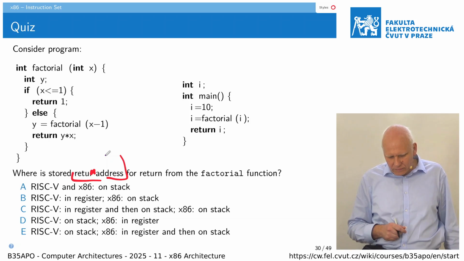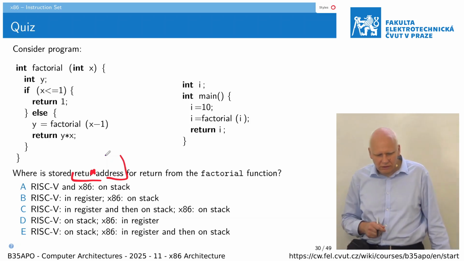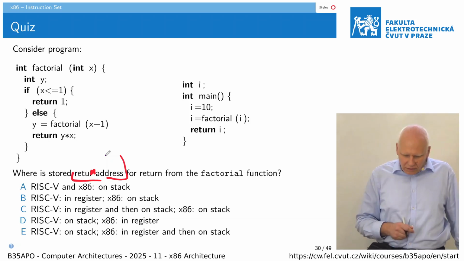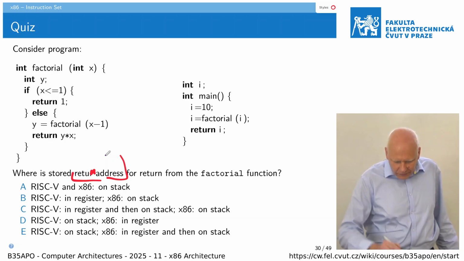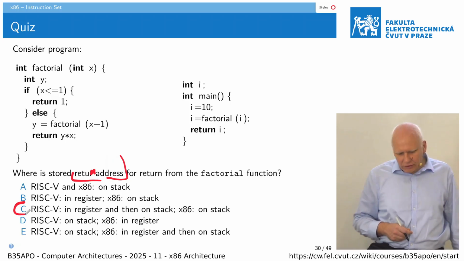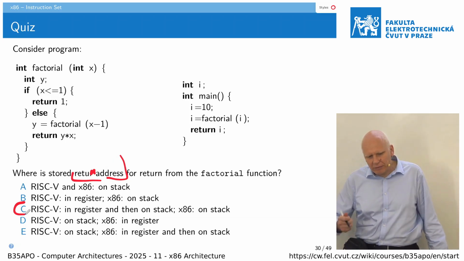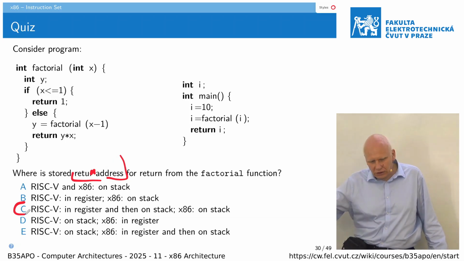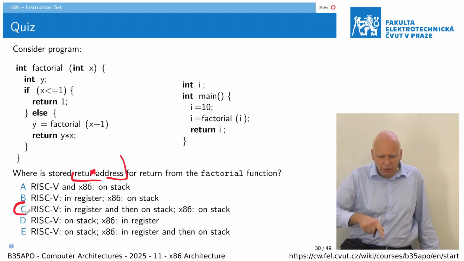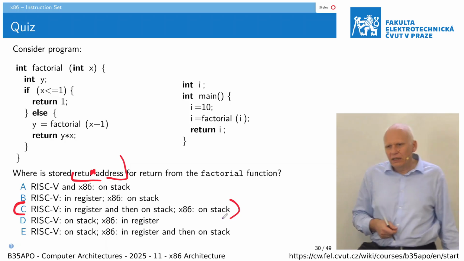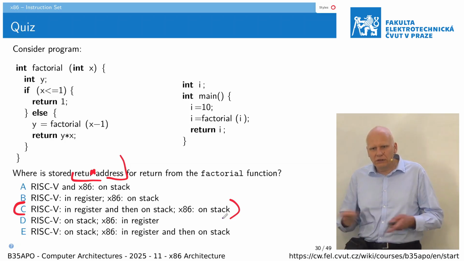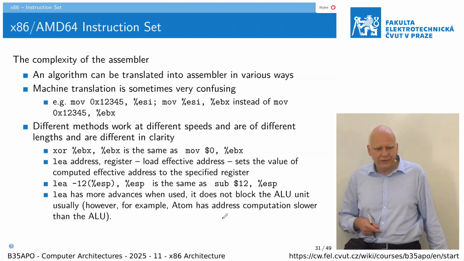In this case, it is this one, because in RISC-V it is in the register, but because we call the function, it has to go to the stack. On x86 it is directly on the stack thanks to the call instruction which stores it onto the stack. Okay.